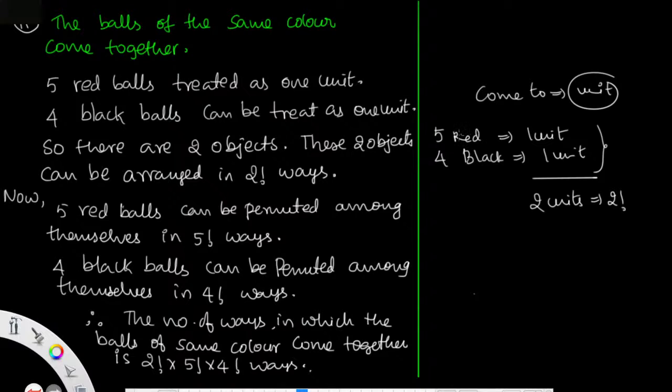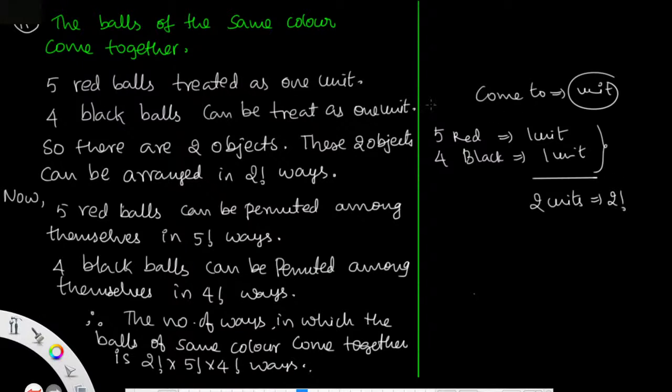Why? First arrange the 5 red balls with the 4 black, that is the first way. Or else 4 black and 5 red, that is the second. So 2 factor means 2 methods, 2 into 1, that is 2. That is the 2 ways. That's why 2 units can be arranged in 2 factorial ways.